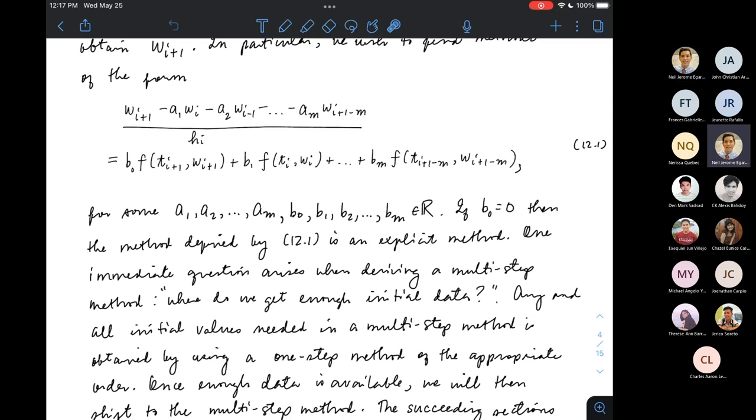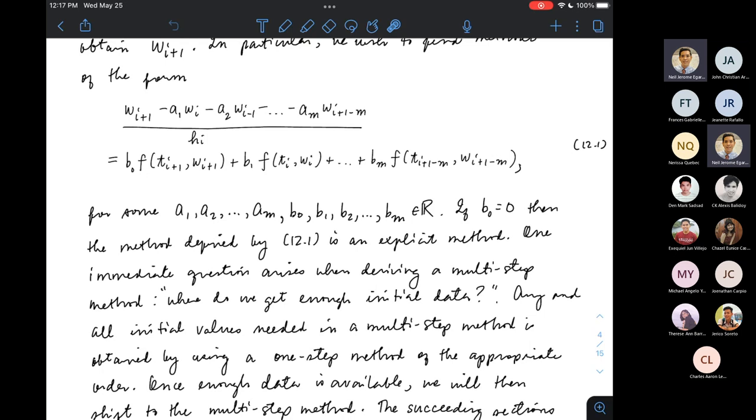Okay? Now, this is our general formulation, so different methods will have different values for A1 until AM and B0 until B sub M. So ang goal natin para ngayon, para sa araw na to, ay tingnan ano yung mga A sub I's at saka mga B sub I's para sa Adams-Bashforth method. Okay?